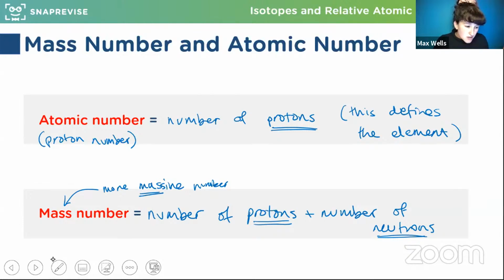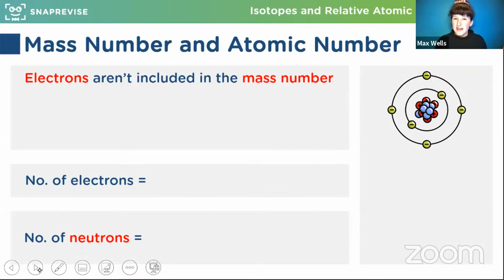That's looking really good though, guys. Really nice. So why then do we not include electrons in our mass number? Why have we chosen to exclude electrons? And again, this is linking back to our lesson last week. So if you need to go back and watch that, please do.